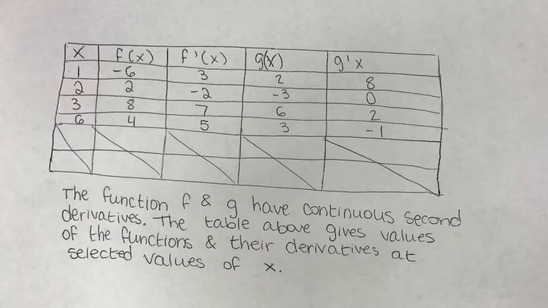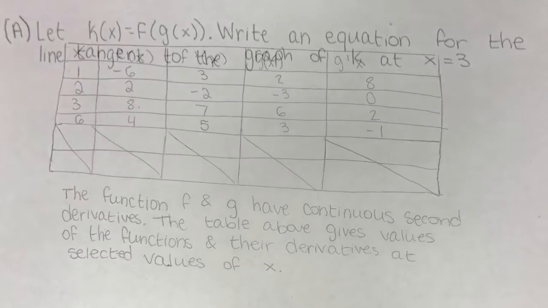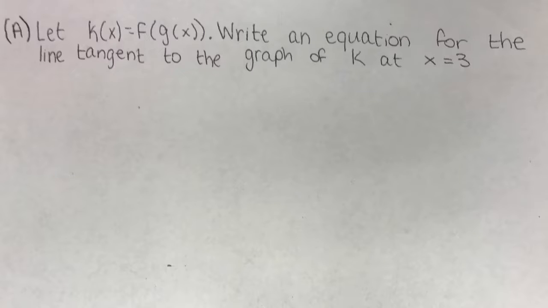The question is, the functions f and g have continuous second derivatives. The table above gives values of the functions and their derivatives at selected values of x. Part A says let k of x equal f of g of x. Write an equation for the line tangent to the graph of k at x equals 3.